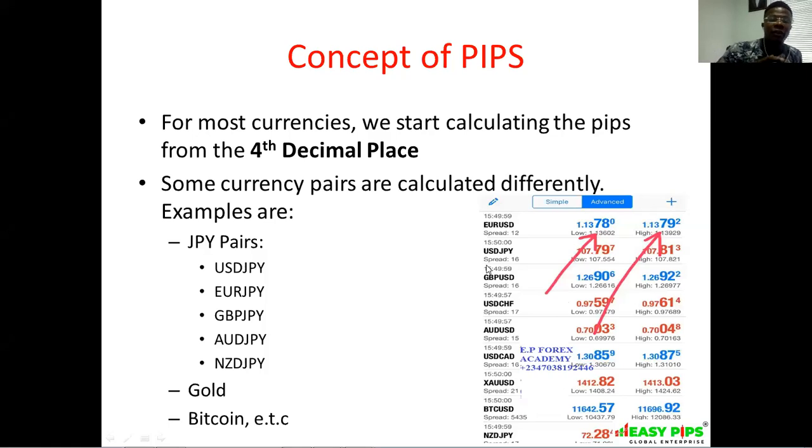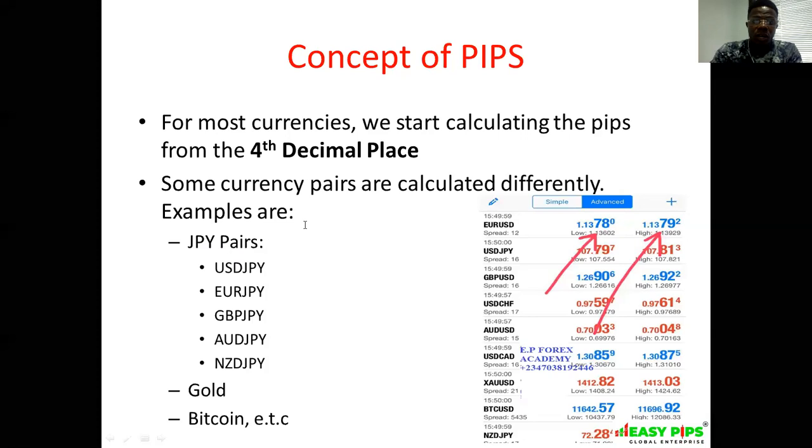You calculate from the 4th decimal place. Now, there are exemptions to this. You don't calculate all currency pairs from the 4th decimal place. Part of the exemption is JPY pairs. For JPY pairs, you calculate from the 2nd decimal place.